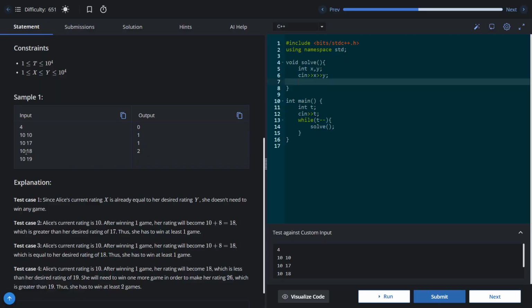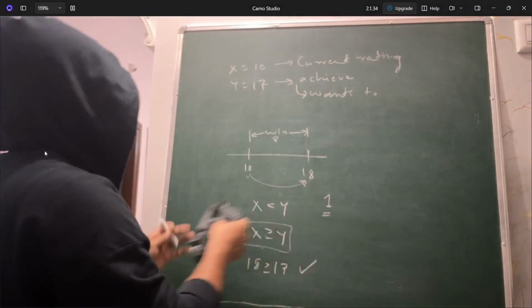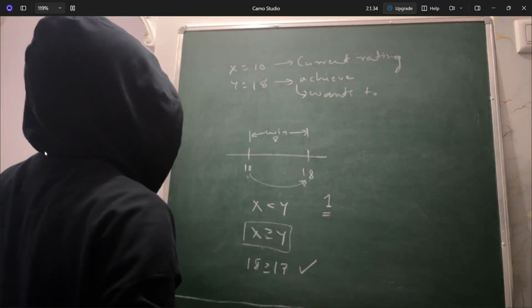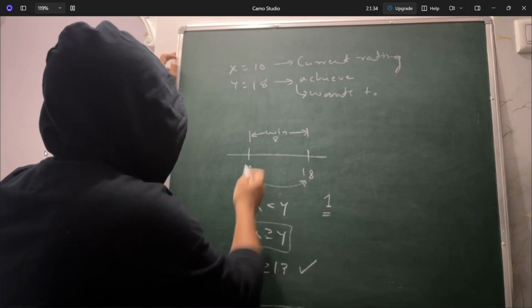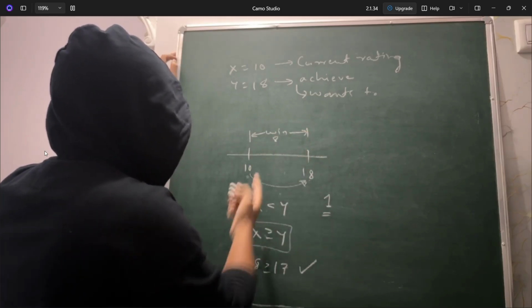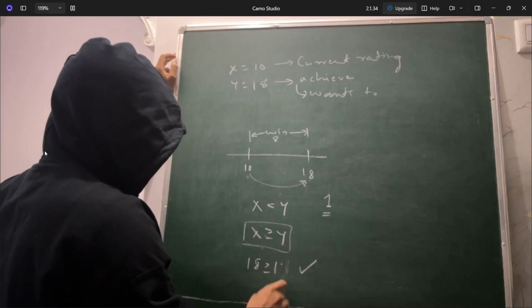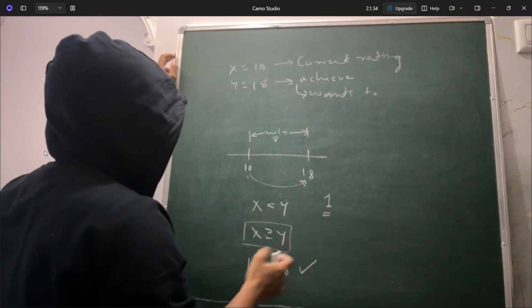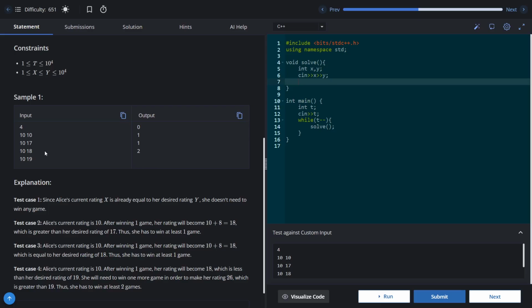Let's take the third example, 10 and 18. Her current rating is 10 and she wants to achieve a minimum of 18. Again in this case, if she wins one game, her rating will increase by 8 and her rating will be 18, which is what she wants to achieve. So 18 greater than or equal to 18 is true, so she needs to win just one game. So in the third case also, one is the answer.